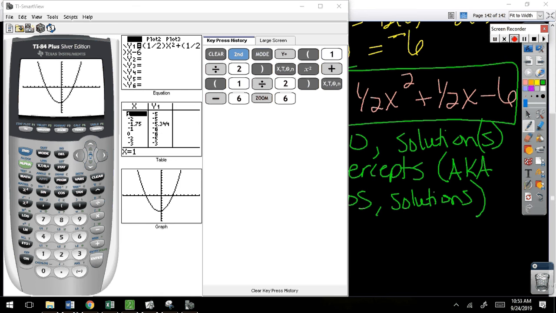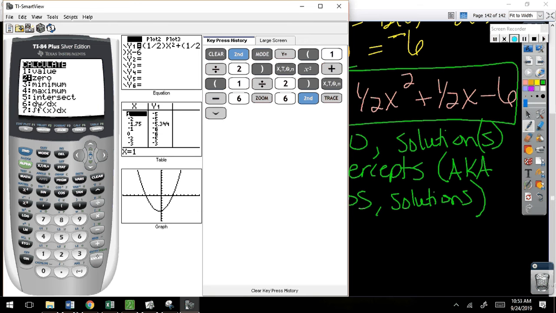So now what we're going to do, because you cannot tell exactly, this is an easy problem here. And yes, this crosses at exact whole numbers, but they're not all going to do that. Okay, so I need to show you how to calculate. Second trace, same thing we did with the maxes and mins, remember? Except this time, which one do you think I'm going to choose? 0. Remember, X intercept, aka 0, aka solution, right? So choose 0. That's another name.